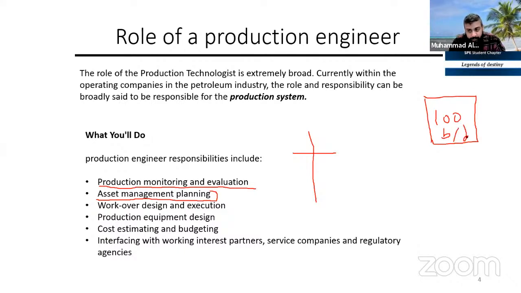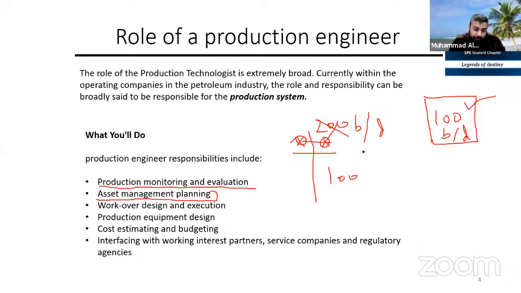Here, at the Christmas tree, you are producing 200. You have capacity of 200 barrels per day, but your storage is 100 barrels per day, and you are producing 200 barrels. So what should you do? You will reduce from 200 to 100 because you don't have the storage.